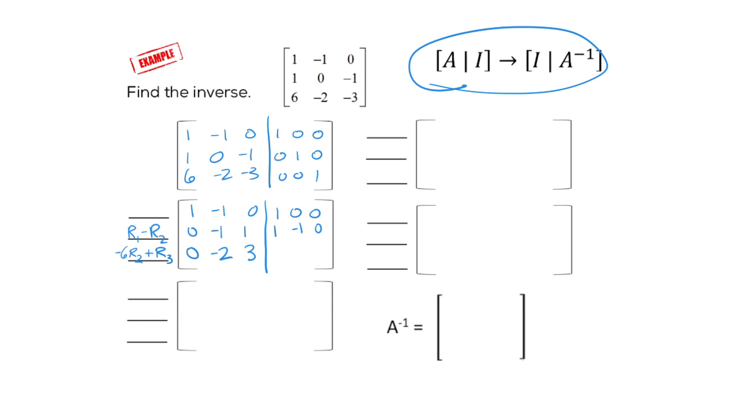Then I keep on going. This is going to be 0 plus 0. This is going to be negative 6 plus 0. And then the last one is going to be a 0 plus a 1. There we go.